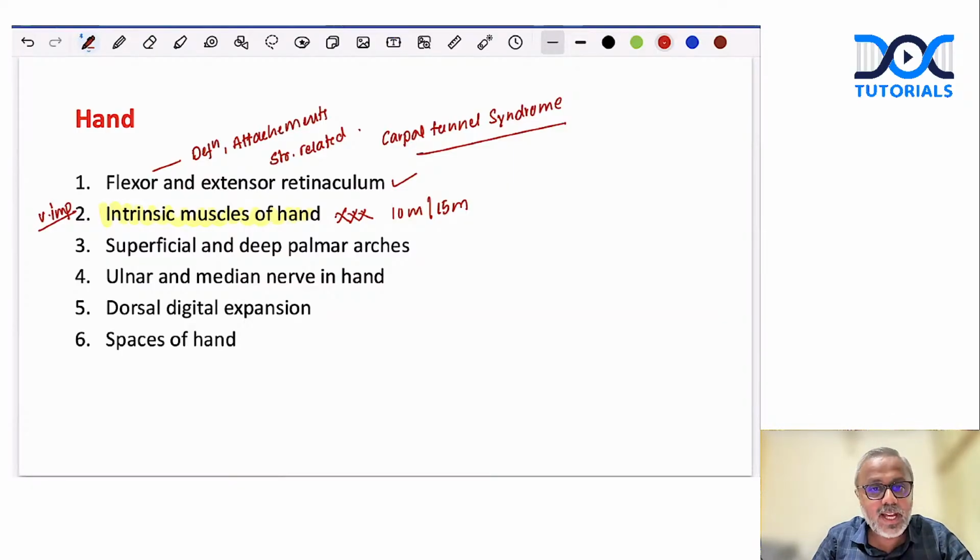Then, in the same chapter of the hand, we need to be prepared for the superficial palmar arch and the deep palmar arch, right? Both are important 5 marker questions, similar to the flexor and extensor retinaculum, right?